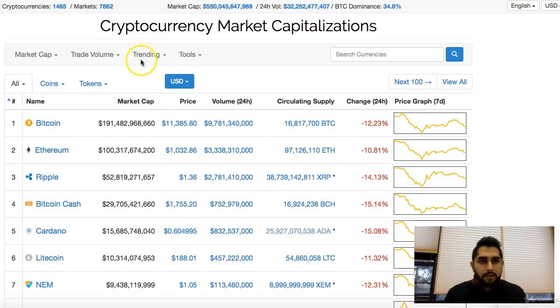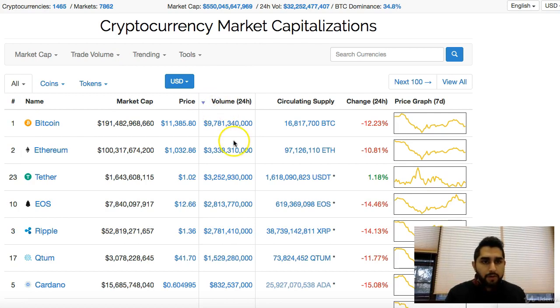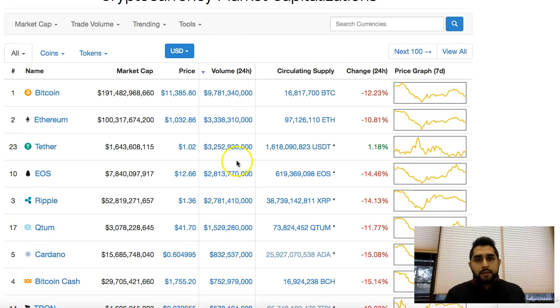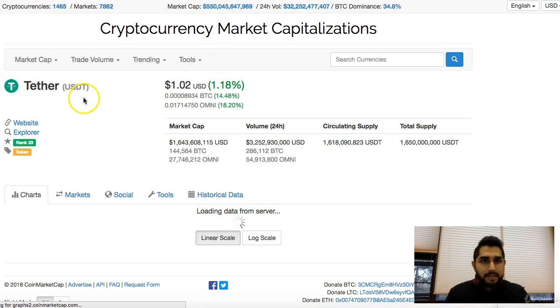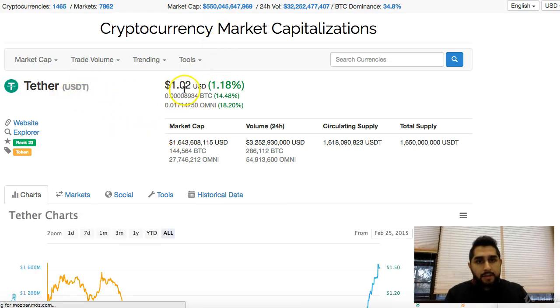Now, one of the things I would recommend doing is to sort it by volume. When you sort it by volume, you can tell that something is going on, there's some type of high price action going on. So let's explore the graphs of these different cryptocurrencies. I want to take a look at Tether, USDT, and really just take a look at this specific cryptocurrency.